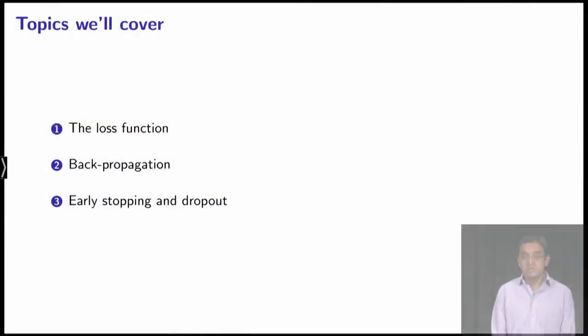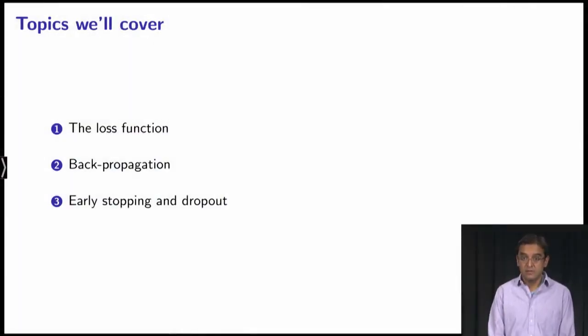Today, we'll see how to learn these models. So we'll start by talking about a suitable loss function for learning neural networks, and we'll see how to set up a stochastic gradient descent algorithm for minimizing this loss function by using a clever scheme called backpropagation. We'll also talk about some tricks that are very helpful in getting a model that generalizes well.